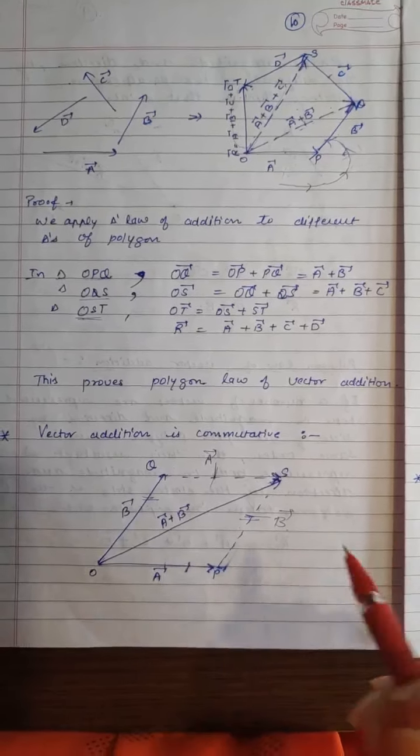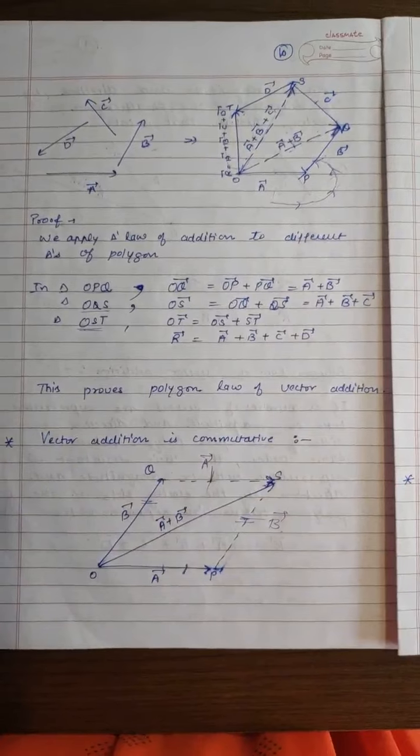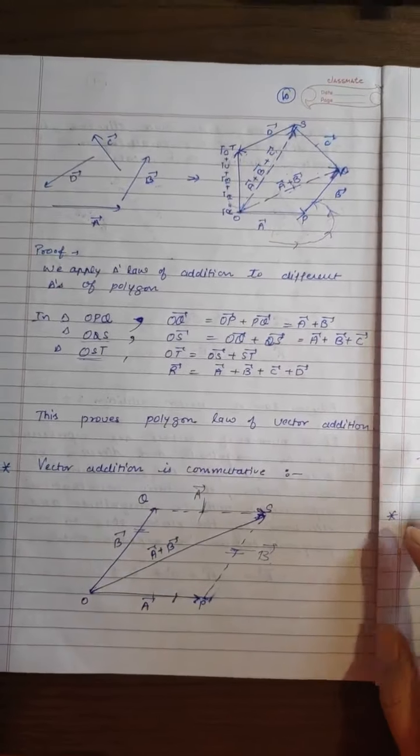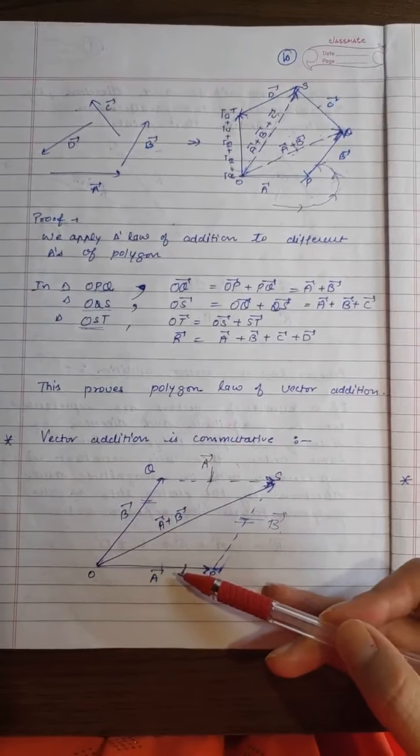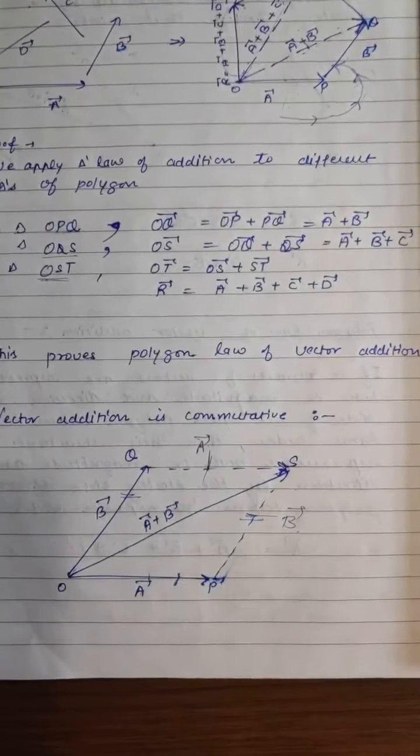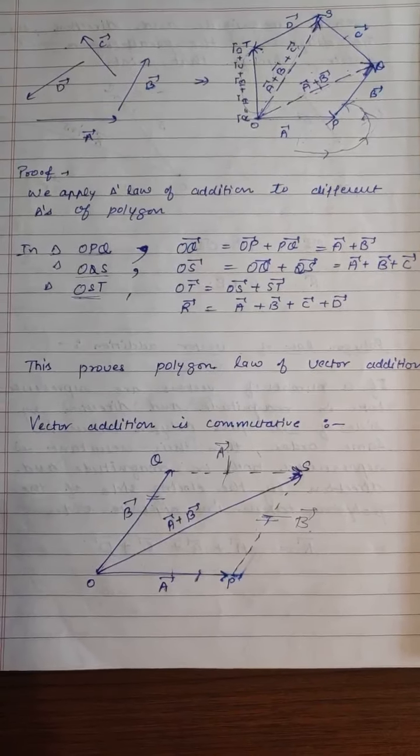So our next topic is vector addition is commutative in nature. What does that mean? It means vector addition, we are adding two things. If we take the case of two vectors, that is a vector and b vector, then the addition a plus b will be equivalent to b plus a.